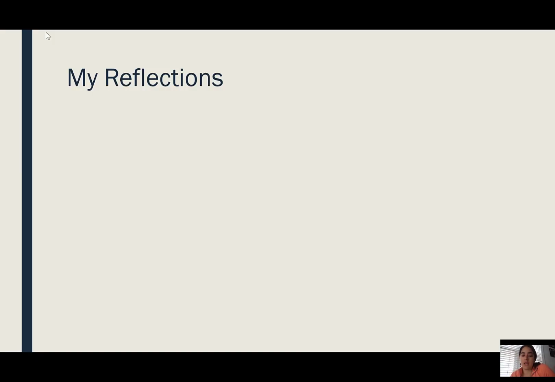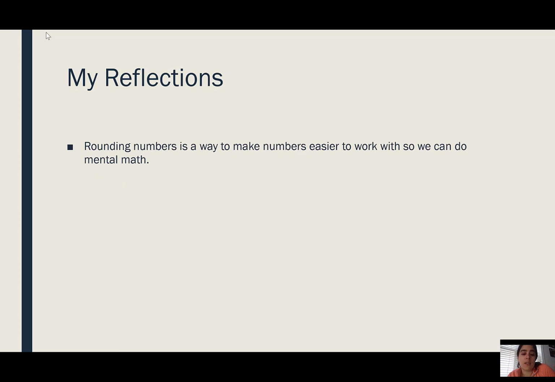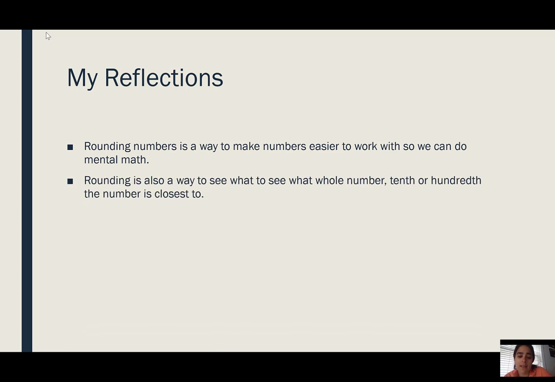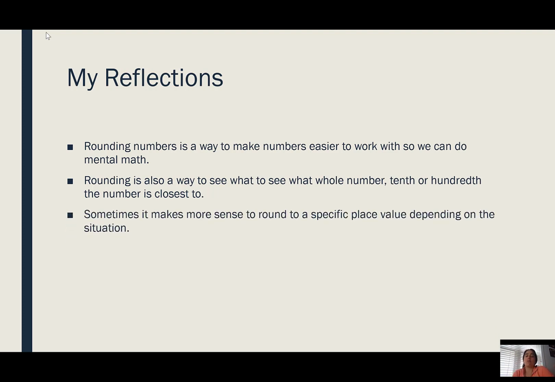Here are my reflections from today's lesson. Rounding numbers is a way to make numbers easier to work with so we can do mental math. Rounding is also a way to see how we can round to a specific place value, like a whole number, a tenth or a hundredth, and what number it is closest to. Sometimes it makes more sense to round to a specific place value depending on the situation, like the example I gave about going to the grocery store. You often want to round to the nearest whole, like the nearest whole pound or the nearest whole kilogram.